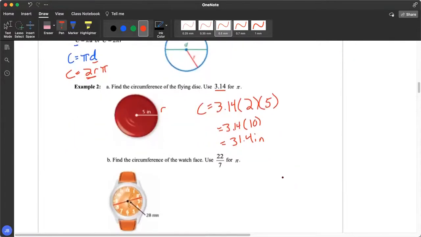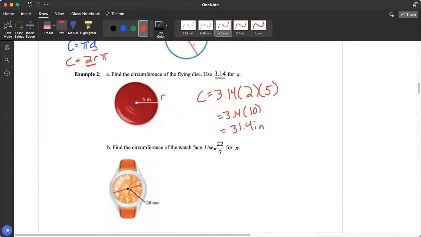All right. So now B. B says find the circumference of the watch. Now we'll use 22/7 for pi. So it looks here like now we have the diameter. So now our circumference will be equal to 22 divided by 7 times 28. I think if we simplify here, 7 goes into 28 4 times, and that turns into a 1. 22 times 4 is 88, and here we have millimeters. So 88 millimeters. Does that make sense for everybody?